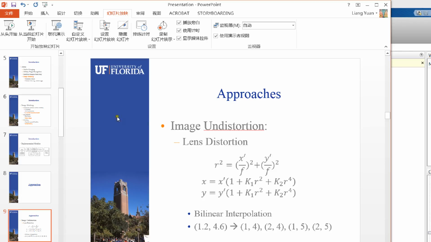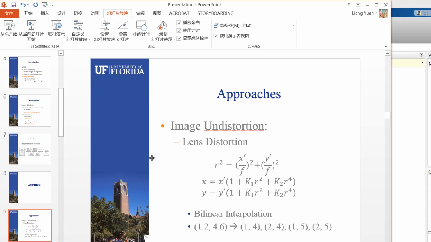We use these 3 equations to do the calculation. The F represents the focal length of the camera, and K1 and K2 represent the distortion parameters. X' and Y' are the original raw input image pixel coordinates, and the result is the XY pixel coordinate.